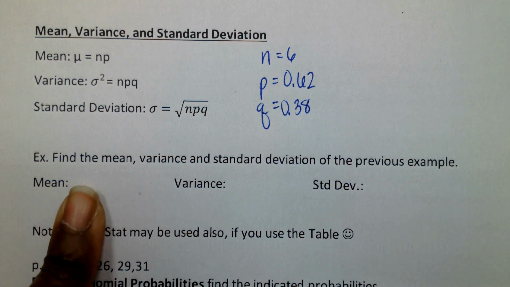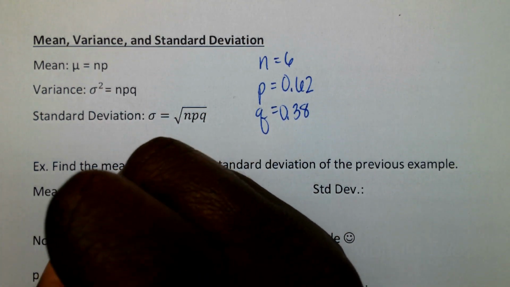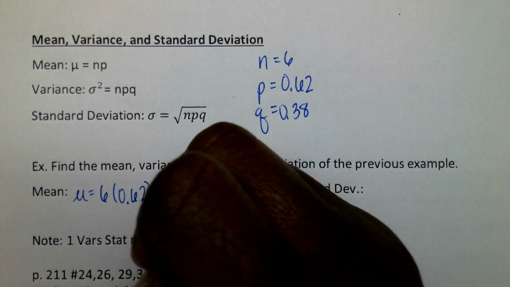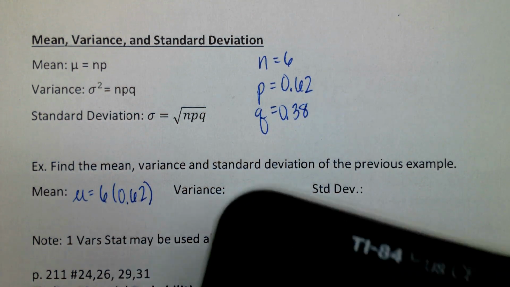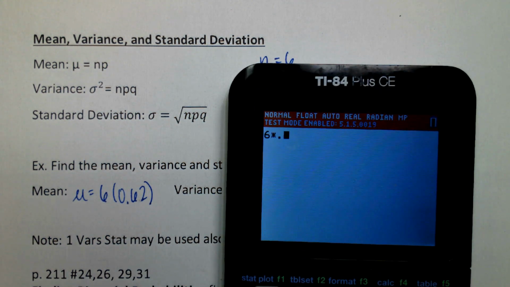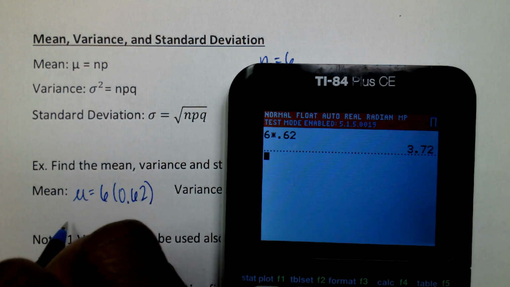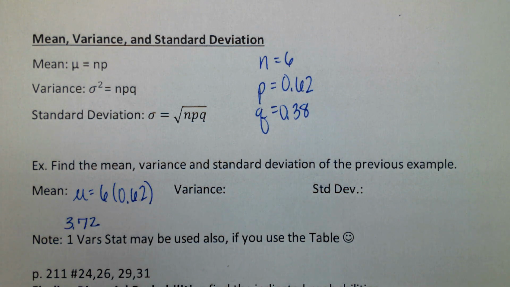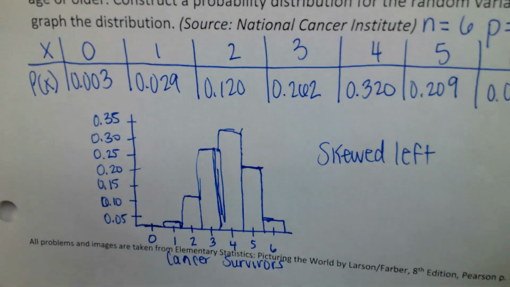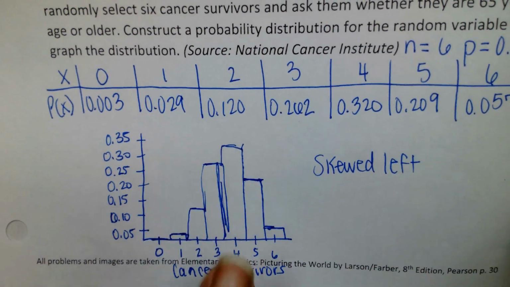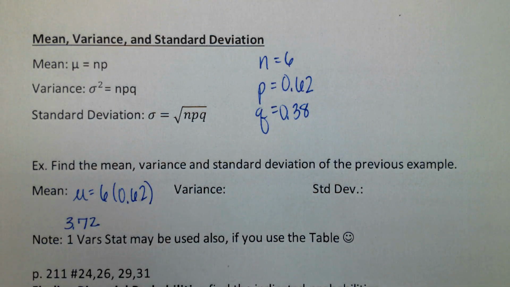So let's find the mean. Mean is equal to N times P. So it's 6 times 0.62. And that matches our graph. We bring that graph back. Yeah, that was our peak, so right before our peak is probably our middle. So that matches our graph. That makes sense. So make sure your answers make sense.